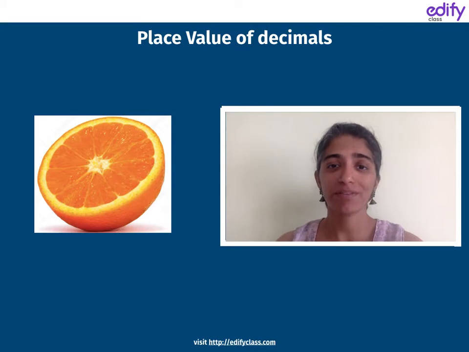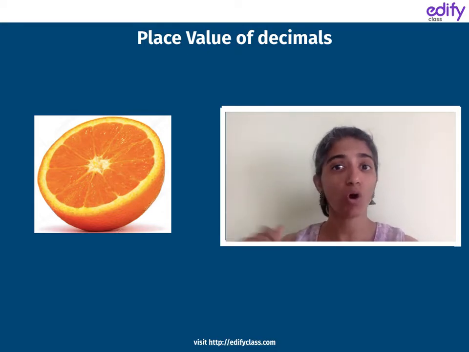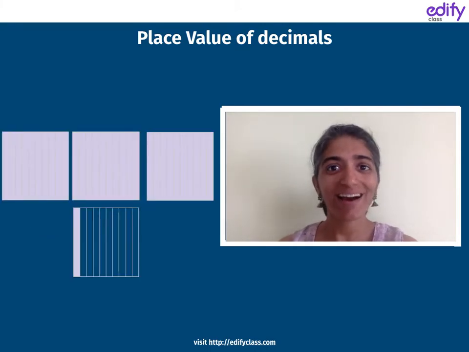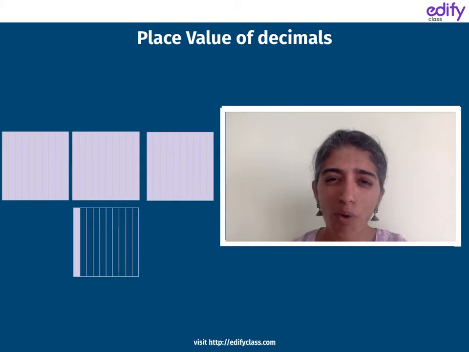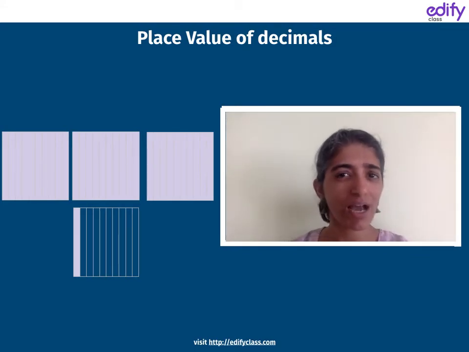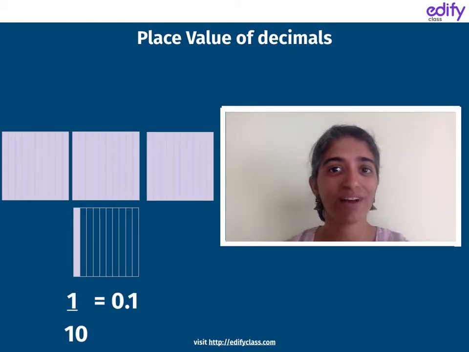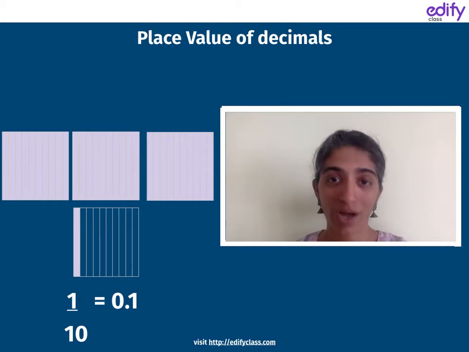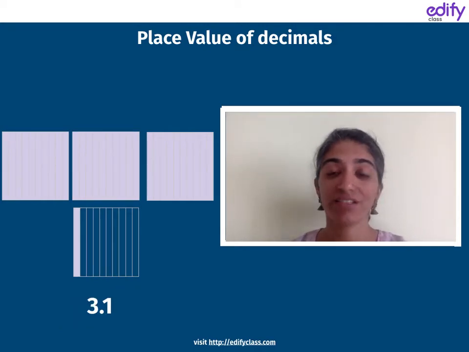We use decimals when we want to represent a value that is smaller than a whole. So let's say I have 3 whole slices of bread and 1/10 of a bread. How do I represent this? So 1/10 is a value that we write using 0.1. So 3 whole slices and 1/10 is written as 3.1.